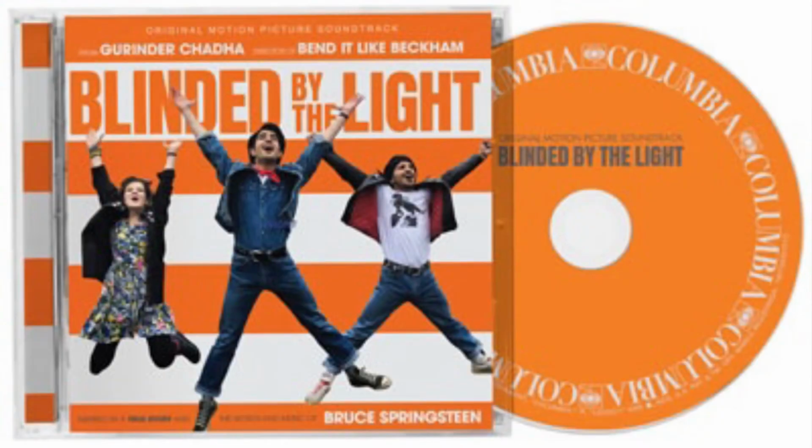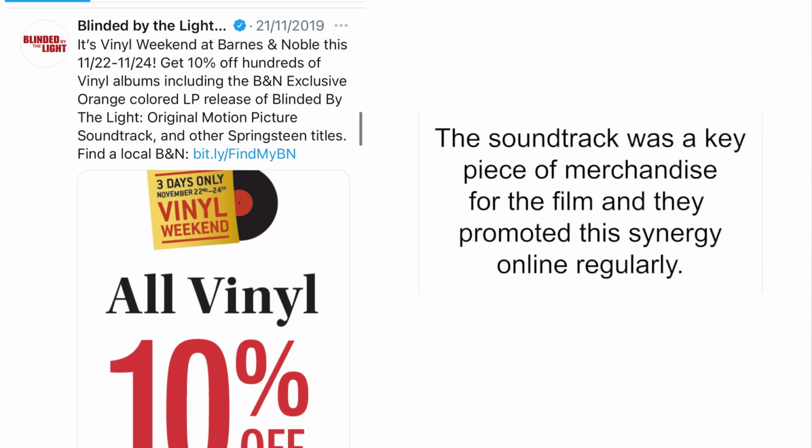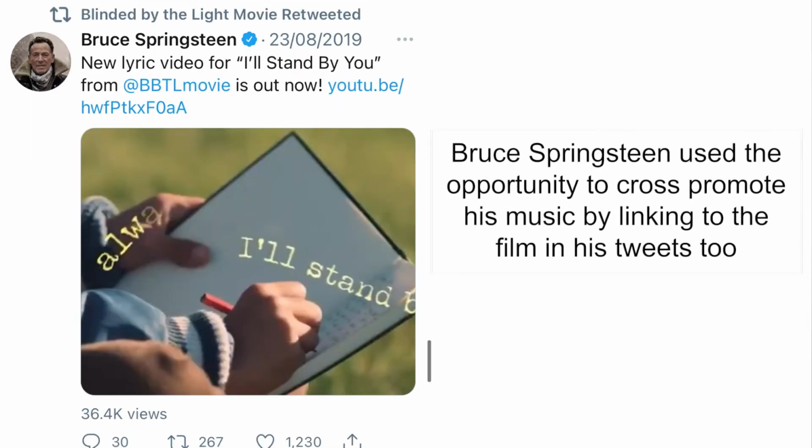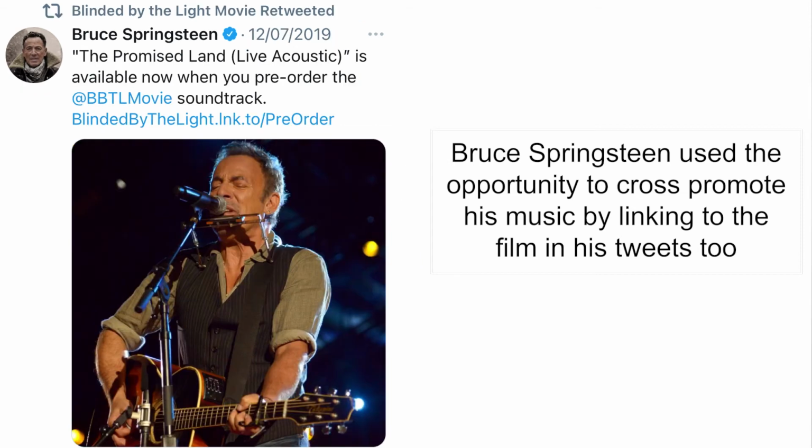Obviously, music was a really key part of the film, so they really worked hard on promoting the soundtrack, and that was through use of special offers, mentioning all the different formats it was available on, including vinyl, because obviously that's a bit of a throwback to the 1970s and 80s when Bruce Springsteen was particularly popular. Bruce Springsteen himself also promoted the soundtrack and new videos that he released at the same time, which again is great promotion for him because he's able to promote his music by also promoting the film.